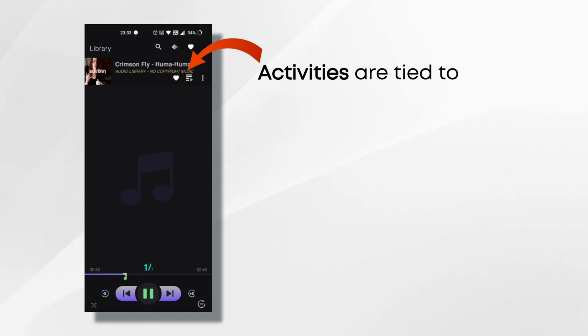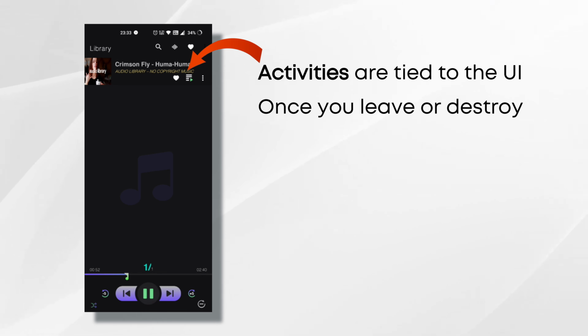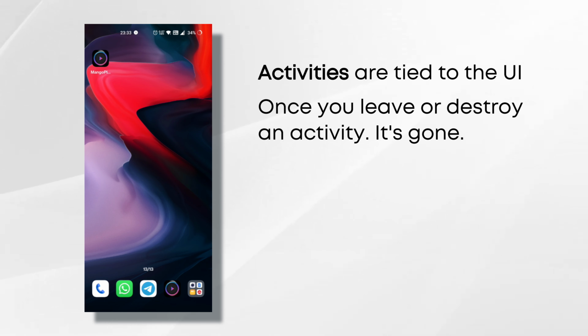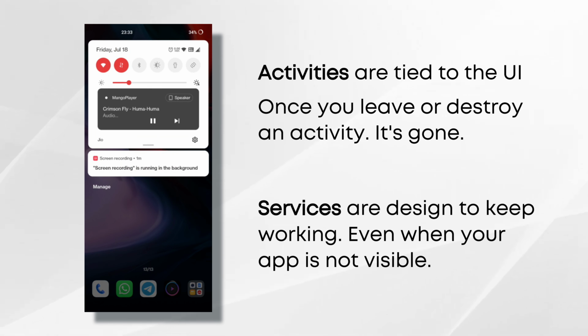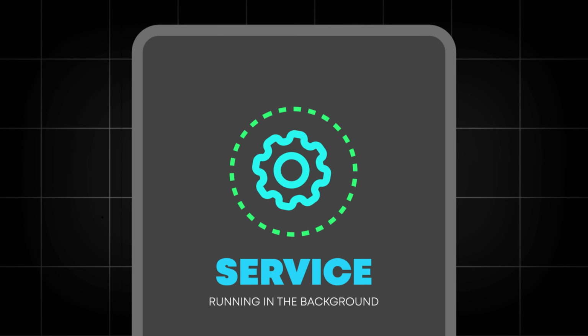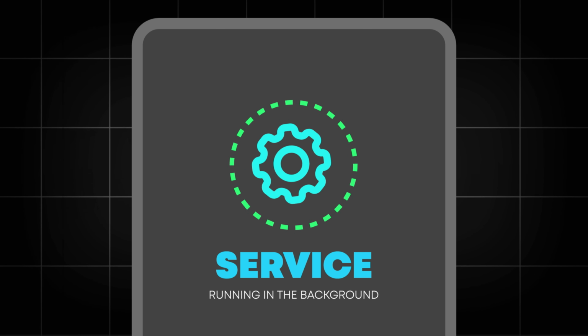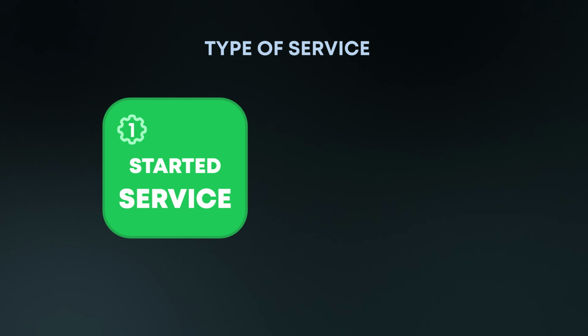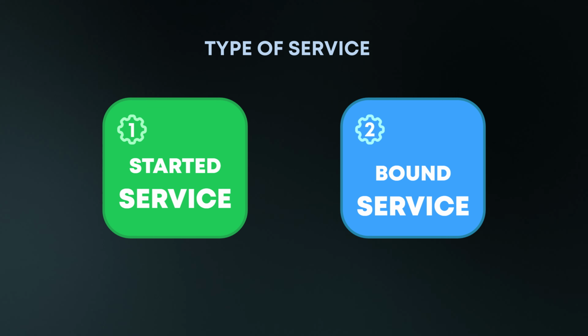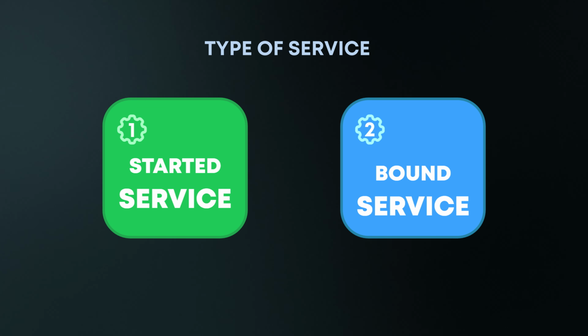Activities are tied to the UI. Once you leave or destroy an activity, it's gone. But services are designed to keep working even when your app is not visible. Think of it like a background worker that never needs a screen. There are mainly two types of services in Android: started service and bound service. We'll cover both types in this series with hands-on examples.